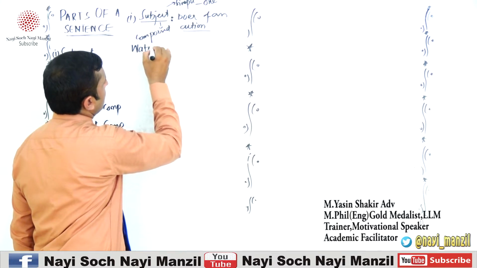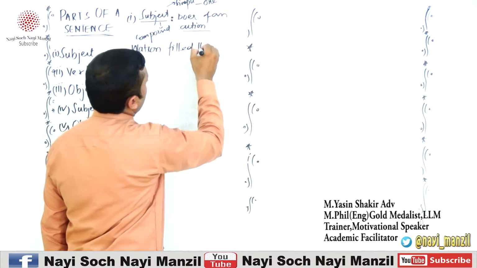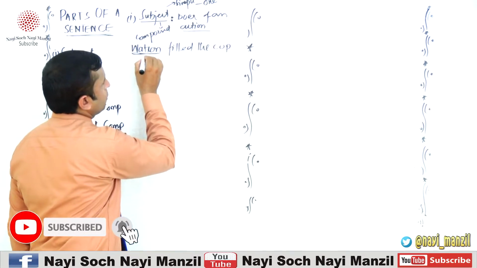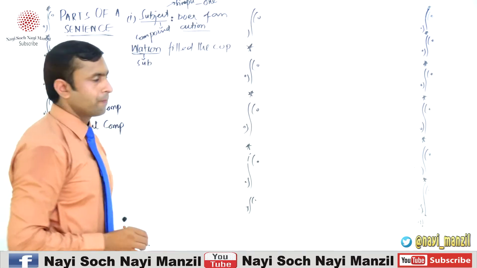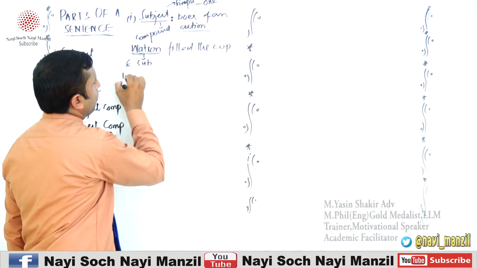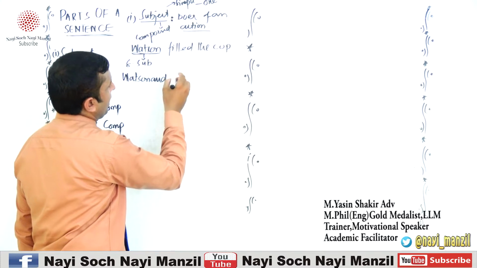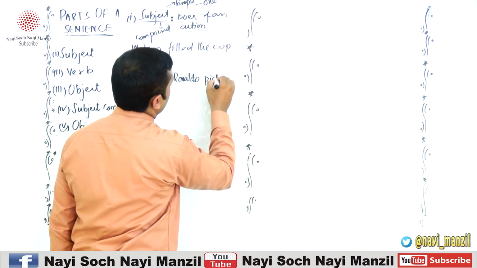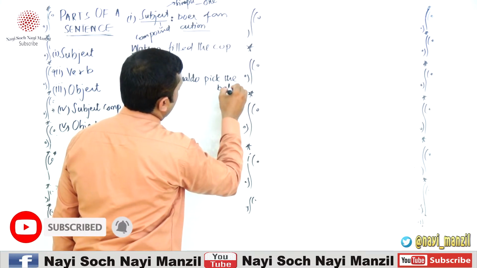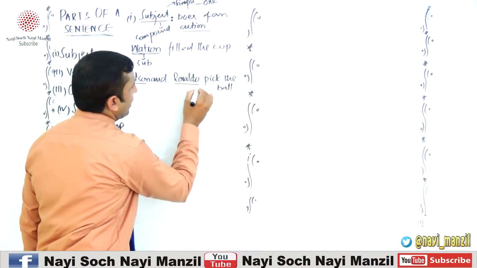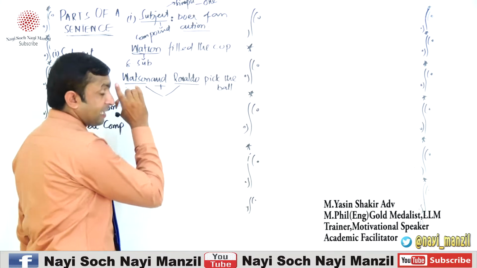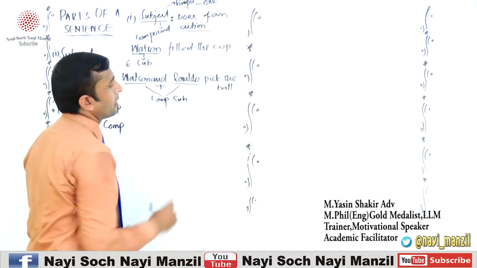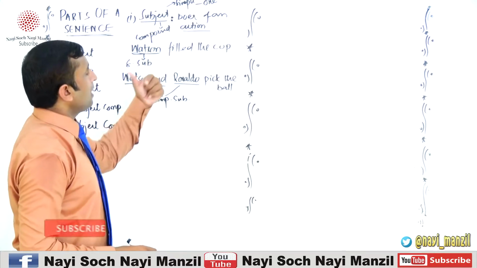Like, Watson filled the cup. Here, who is the doer of filling the cup? This Watson. It's a doer, it's a subject. Now it's a simple subject. Come, Watson and Ronaldo pick the ball. Watson and Ronaldo are joined by the conjunction and, and they become two, and when they are two they are known as compound subject. This was the idea of subject. It can be simple, it can be compound.